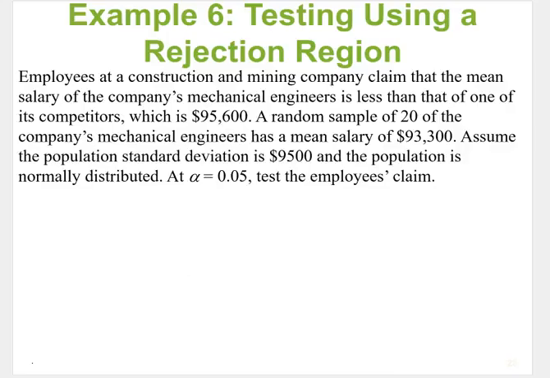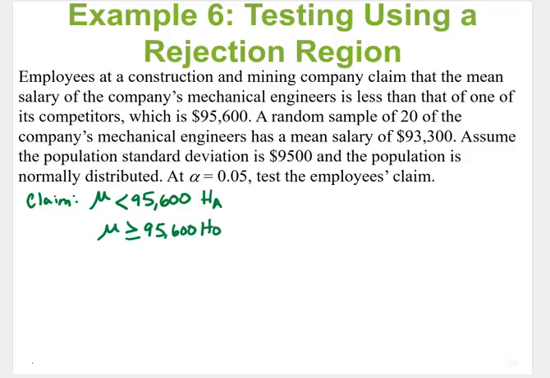All right, so employees at a construction and mining company claim that the mean salary of the company's mechanical engineers is less than that of one of its competitors, which is $95,600. So the claim is that the mean salary is less than $95,600. That is definitely not the null, that's definitely the alternate. The null would be mu is greater than or equal to 95,600.